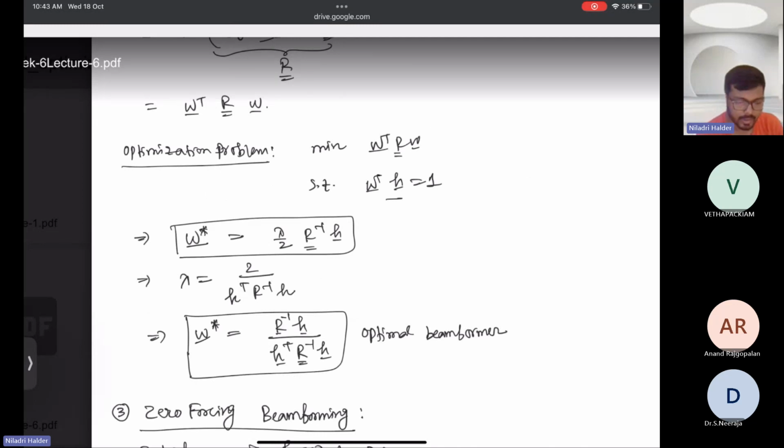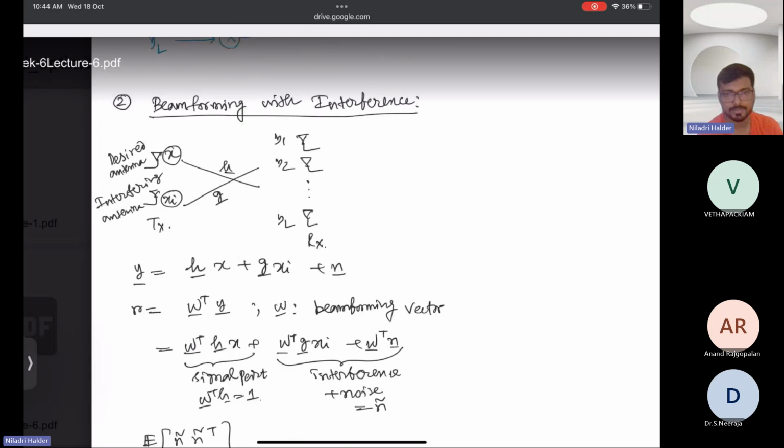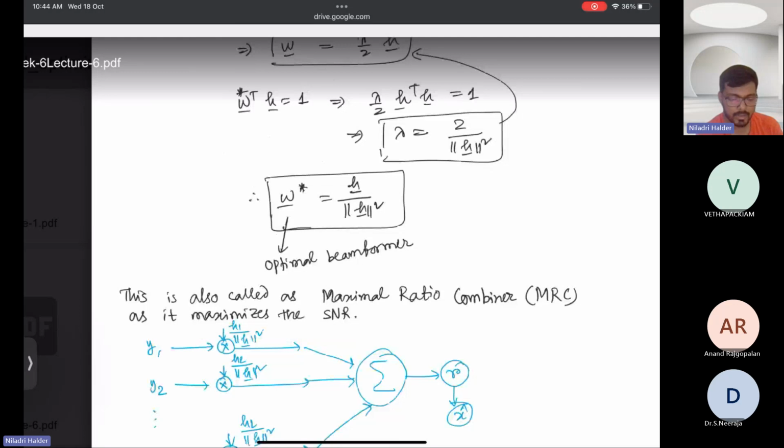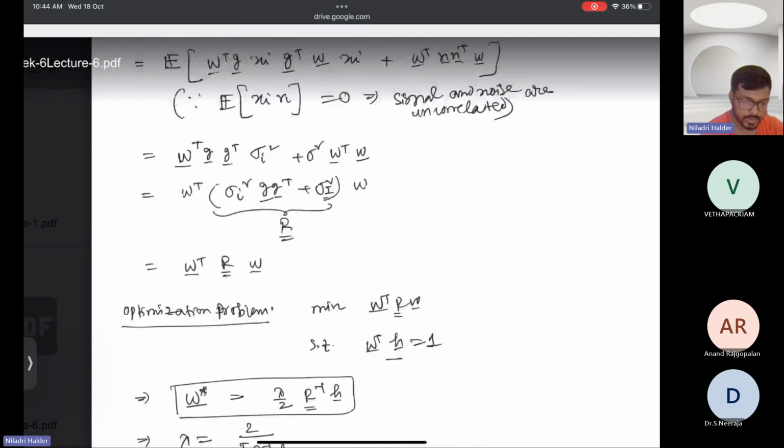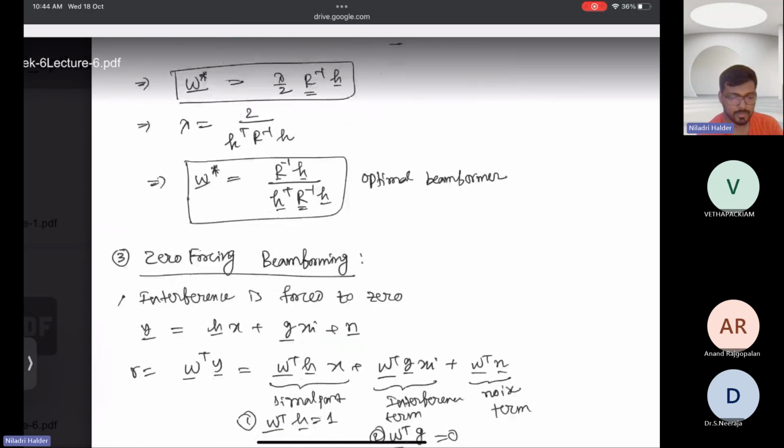So ultimately, we are getting W star equal to R inverse H divided by H transpose R inverse H. If you put R equal to the identity matrix, then you will get H divided by mod H square, which is the same as the no interference case. So then the zero forcing beamformer.